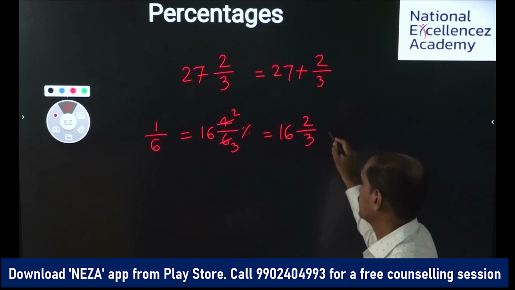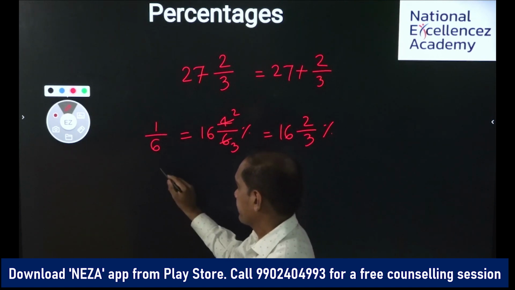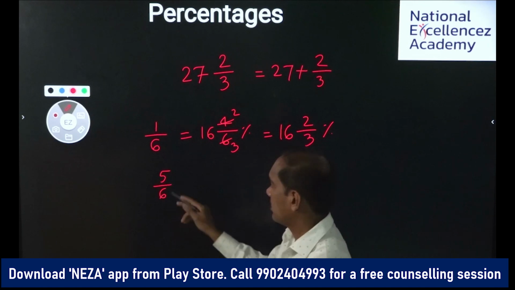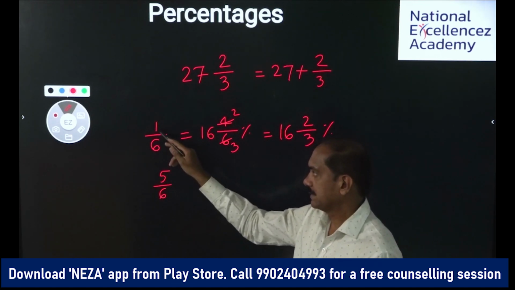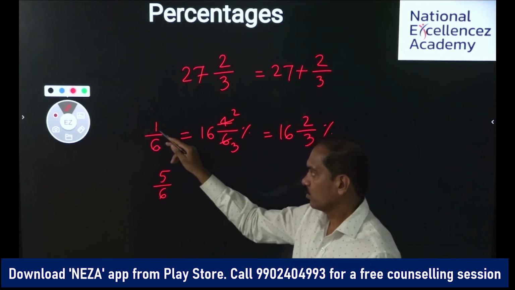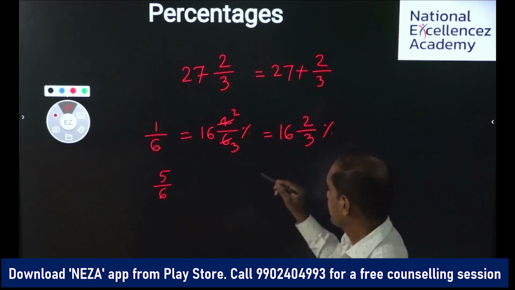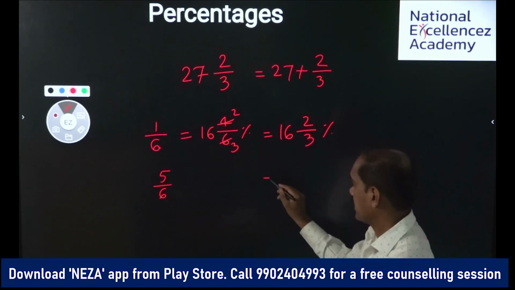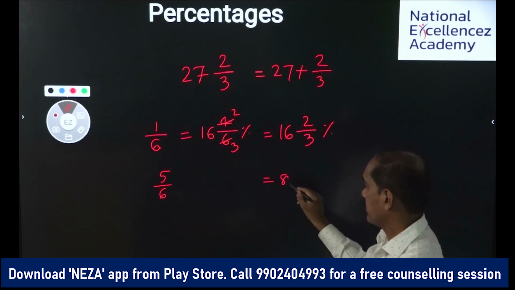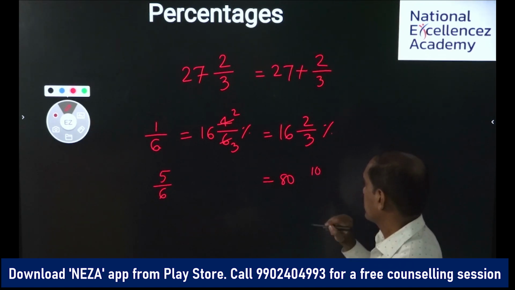16 2 by 3%. Now if I say 5 by 6, then you will have to multiply this by 5. The base is 6, 1 has become 5. So 5 times you will have to make it. When making 5 times, 16 will become 80. And 2 by 3 times 5 will become 10 by 3.